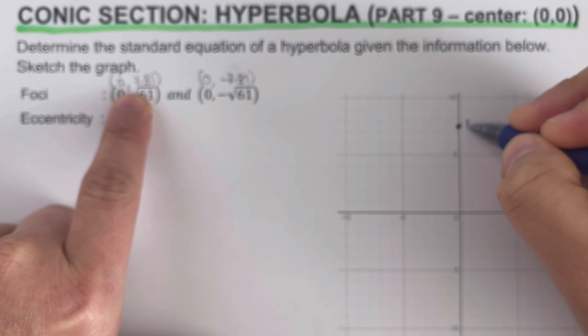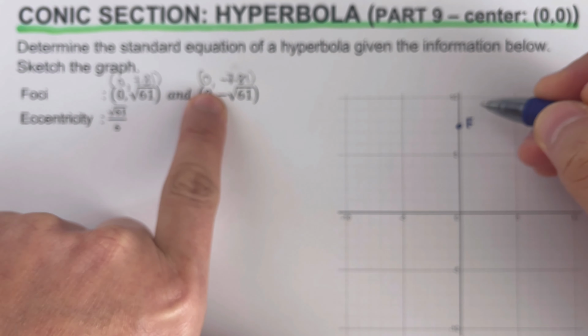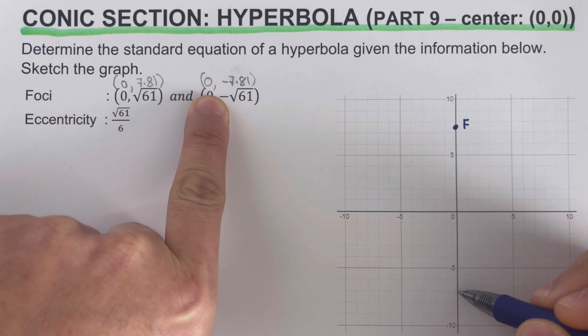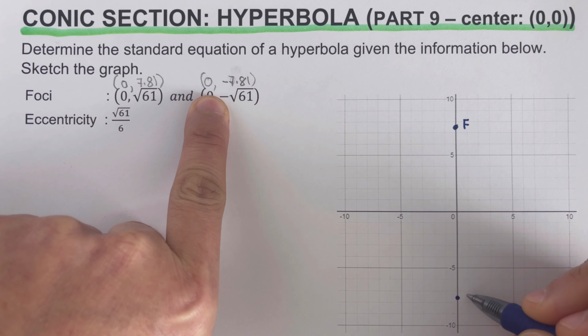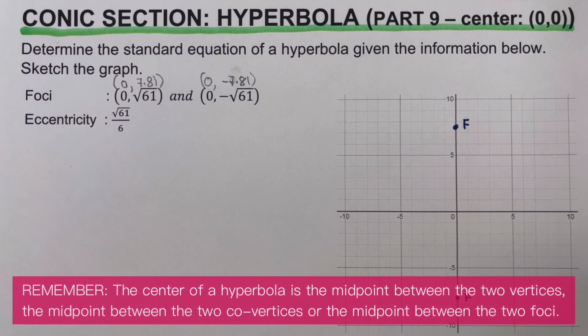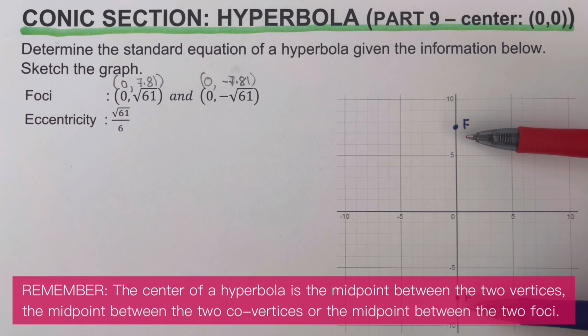So this is our first focus. Well, the other focus is 0, negative 7.81. So negative 5, negative 6, negative 7.81 should be somewhere around here. That's the second focus. Now we remember that the center of the hyperbola is the midpoint between the two vertices, the midpoint between the two co-vertices, and the midpoint between the two foci.